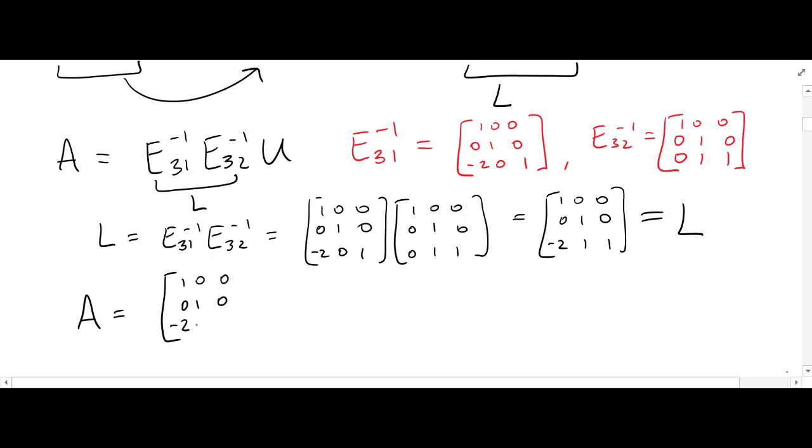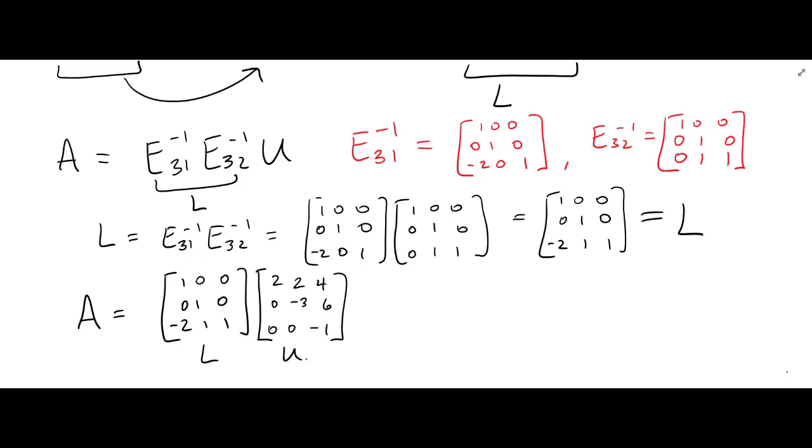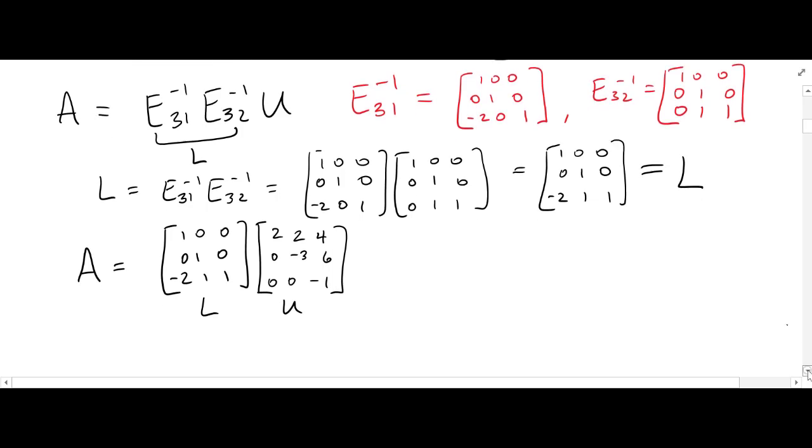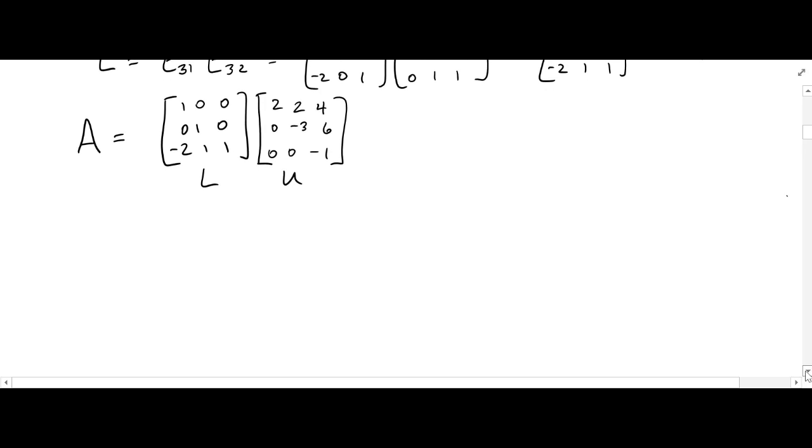So in summary, the LU factorization of A is this L matrix times the U matrix from before, which was this one: 2, 2, 4, 0, negative 3, 6, and 0, 0, negative 1. That's the LU factorization. Any questions about that process?